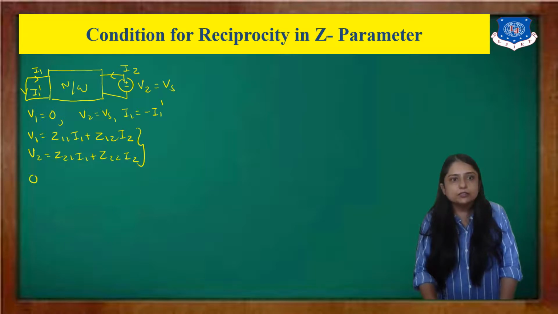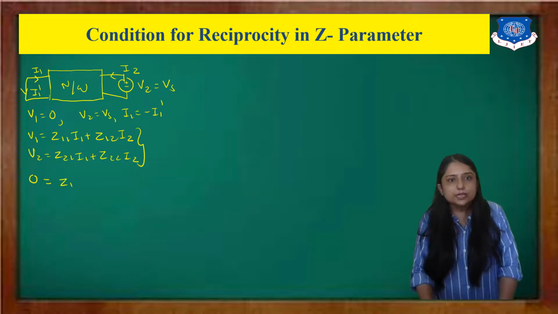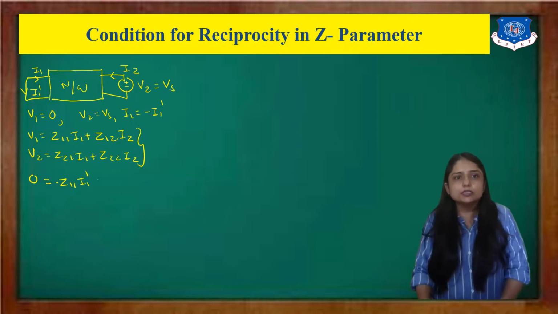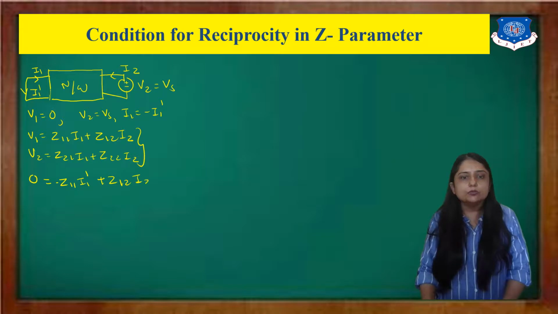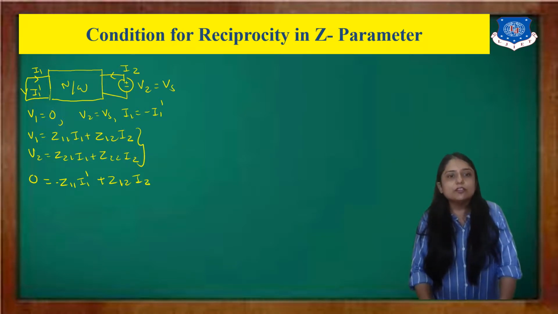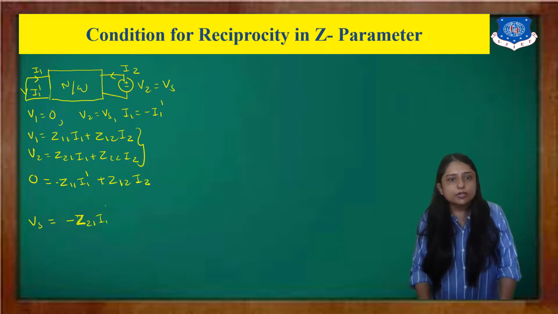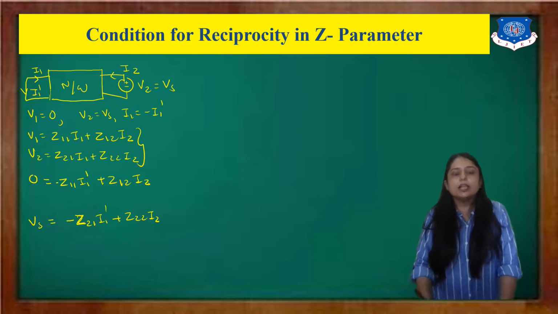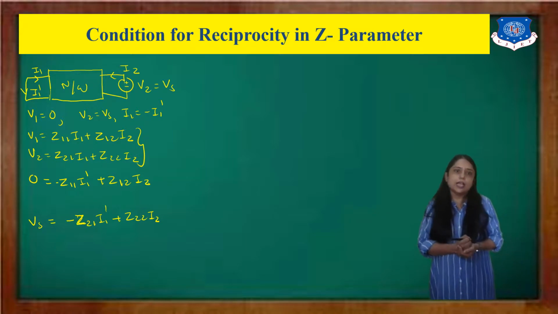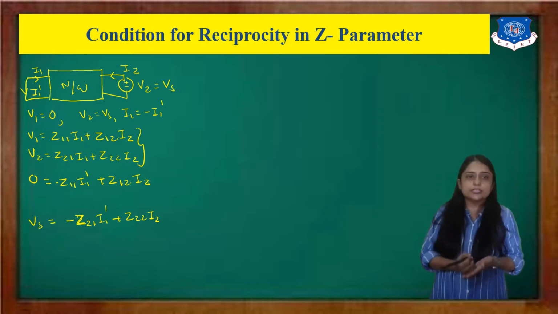So what we get? 0 equals Z11 minus I1 dash plus Z12 into I2. And we know that we require the value of I2. And in the second equation we will substitute V2 equal to Vs, that equals minus Z21 into I1 dash plus Z22 into I2. And yes, we want to find out the value of what? I1 dash, and that is in terms of Vs and Z.